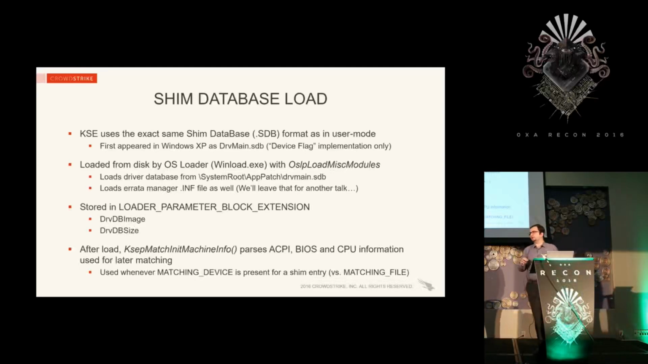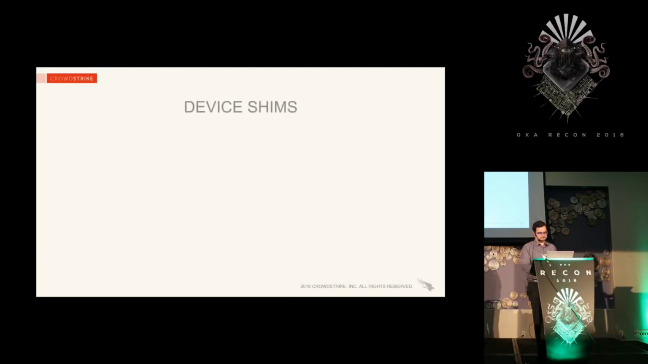It then stores in a loader parameter block extension the base address of the shim database, and the size. So at this point, it's already loaded in memory, and all KSC has to do is now just parse it from memory and look up all of those data structures. Now, when you have user mode shims, you can associate a user mode shim with a particular binary. What's cool in the kernel shim engine is you can associate a shim with a particular type of device. So you can say, if you have this type of ACPI table and you have this type of BIOS and this type of CPU, then this shim applies to you. So it does some of that lookup in there as well.